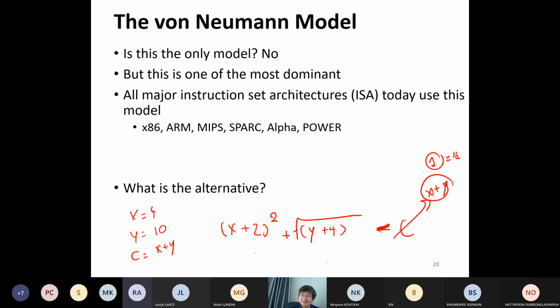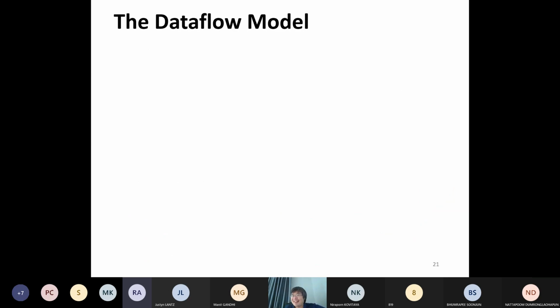What's that? 14. Then I'm going to compute X plus 2 and Y plus 4. That's 6. And what's this, Y plus 4? 14. Right? And then you compute the rest. It doesn't have to be in this strict left to right order. As long as I have the value of what I can compute, I will compute it right away. This is called the data flow model.